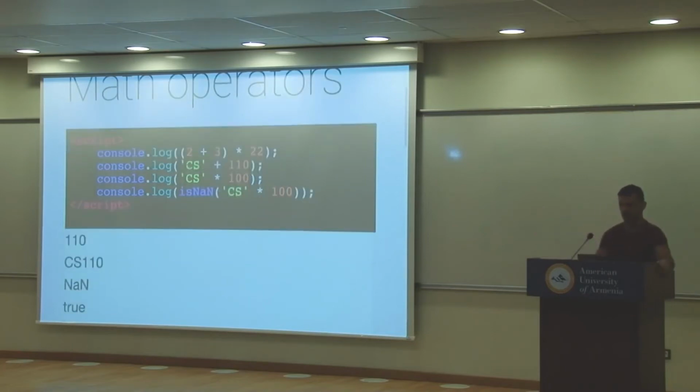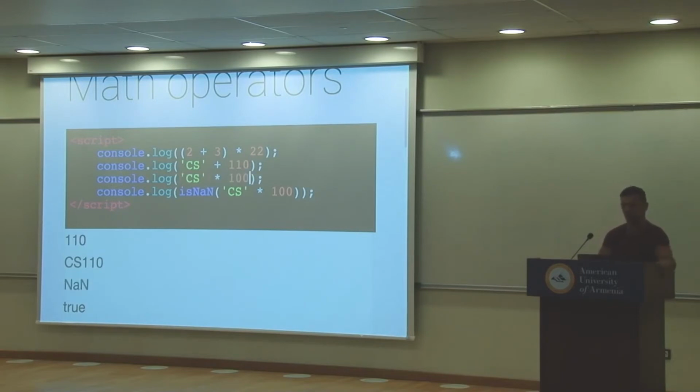So, in this case, I have text on my left side and a number on the right side. The result of this is the text CS110. Make sense? Okay. If I do a multiplication, a multiplication expects numbers. You can only multiply numbers, right? So 3 times 3, 9, no problem. 6 times 6, 36, no problem.